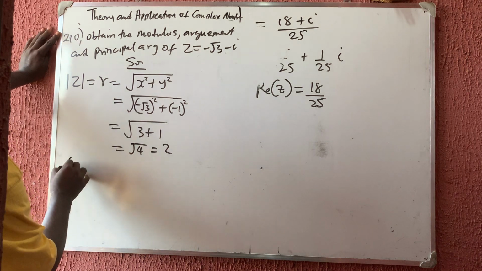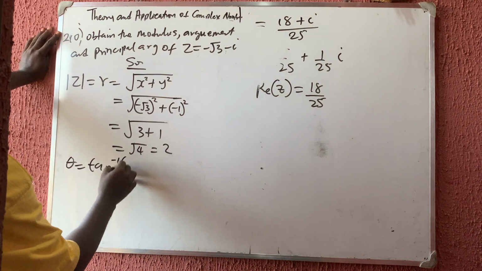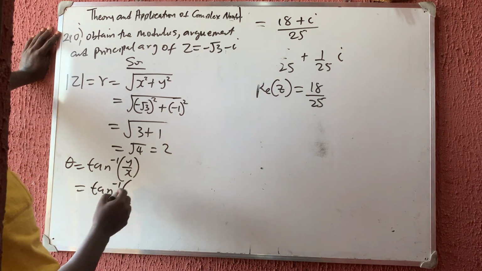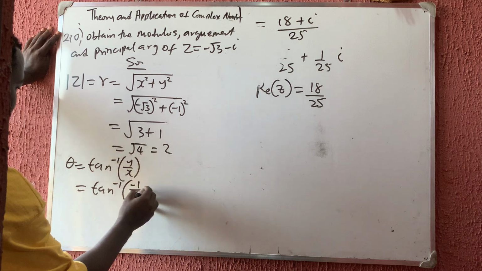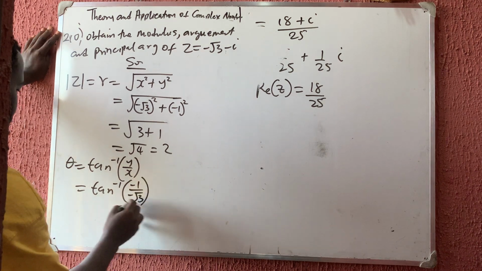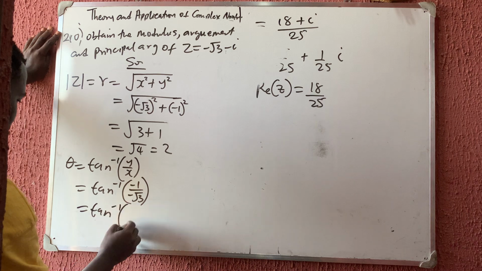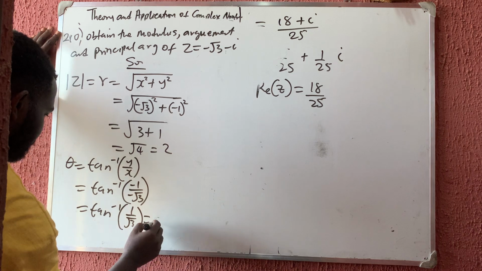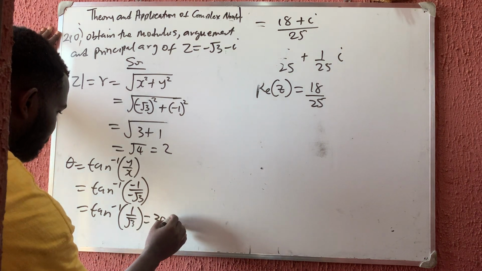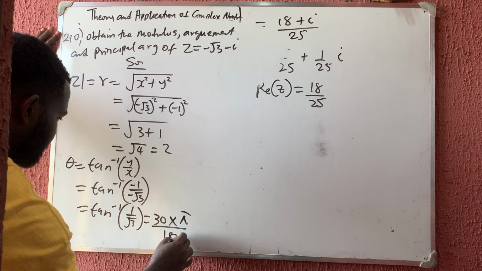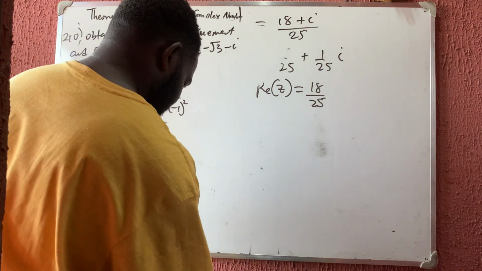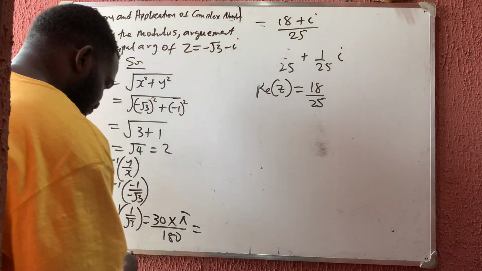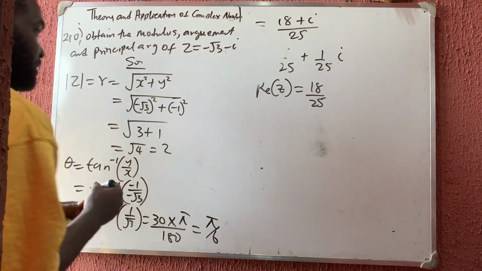Then the argument theta is equal to the tan inverse of y over x, which is the tan inverse of my y, minus 1, over my x, minus root 3. So which is the tan inverse of 1 over root 3, which is equal to 30 degrees. And 30 is the same thing as 30 times pi over 180, which is pi over 6. Pi over 6 is the argument.